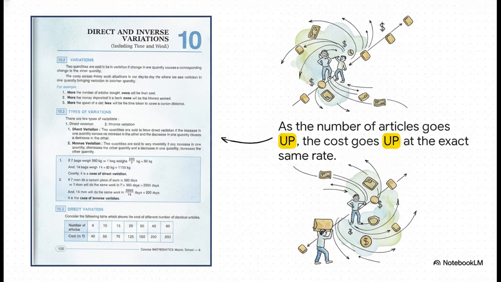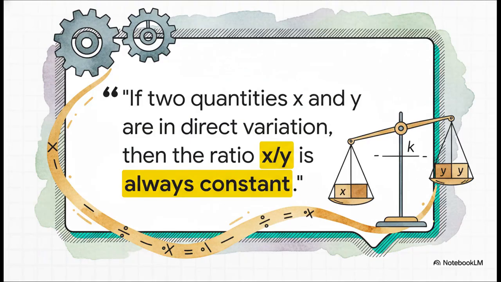Okay, let's look at this table from our source. 8 articles cost 40, 10 cost 50, 60 cost 300. You see the pattern? In every single case, if you divide the cost by the number of articles, you get 5. Every single time. That is our constant, k. The price per article is totally fixed. And this quote from our source really just sums it all up perfectly. That constant ratio is the ultimate proof. If you can find that k, you've officially found a direct variation.